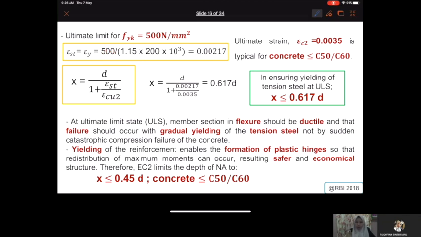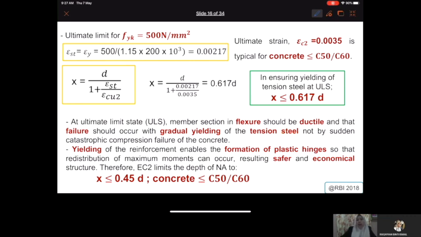So what will be your ultimate strain value for your steel at tension will be 0.00217. That's why when you use this, you say that your x is equal to 0.617d when your reinforcement is yielding at tension, for the ultimate limit state. However, a member in flexure should be ductile, and that failure should occur with gradual yielding of the tension steel, not by sudden compression failure of the concrete.